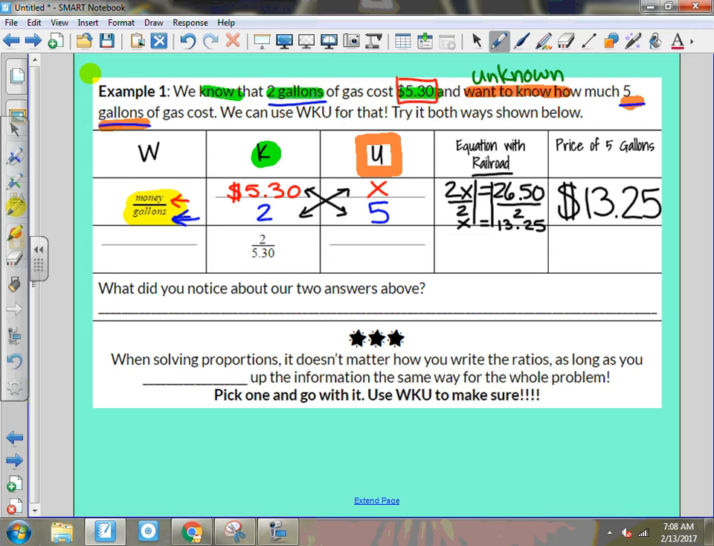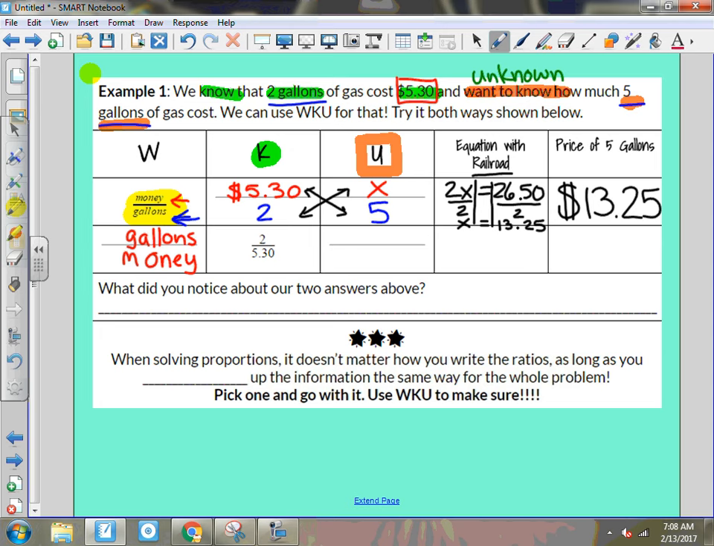$13.25. So now let's try it a different way. In my second row here, I've got the 2 on top and the $5.30 on the bottom. Well, before, you can see that that's opposite of what I wrote the first time. This time, I'm putting money on the bottom of my fraction and gallons on the top. And we're going to see what happens when I solve it this way.